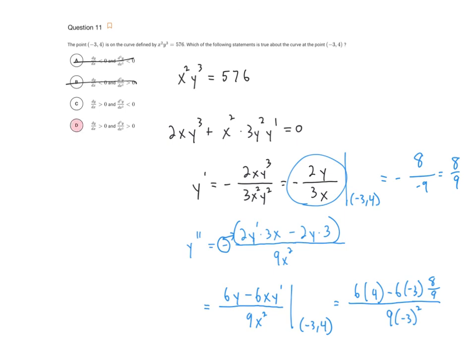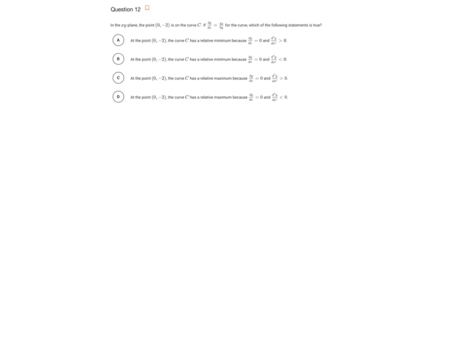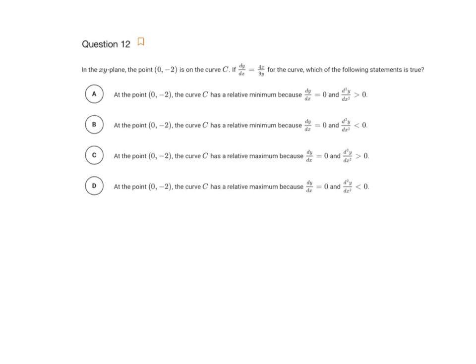Both positive. Okay, so this one talks about there's a point on a curve, I think some given point. They give you the derivative, dy/dx is 4x over 9y. Which of the following statements is true? Okay, and then all of them talk about the same point, at the point (0, -2). Is there a relative max or min? And then what's the reason? So let's look if we can eliminate some just because the reason doesn't make sense.